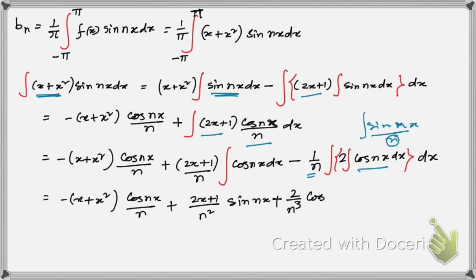Then again if you integrate this sine nx, then you will get minus cos nx by n. Then this n, previously we have got n square, then n into n square is going to be n cube. And this minus, so this minus plus. So hope you have understood this. So let me clean these things. So now finally we have got this result. So Bn is equal to this.